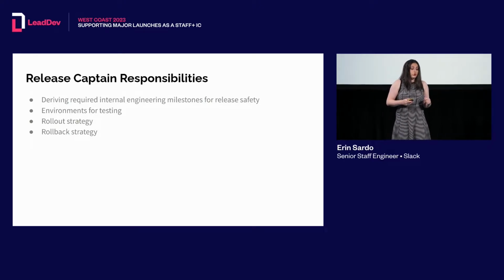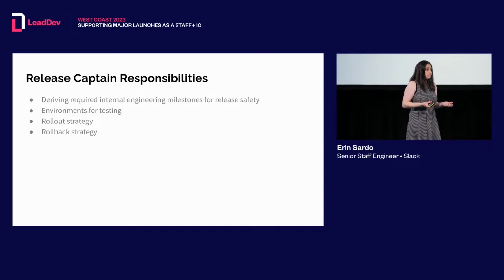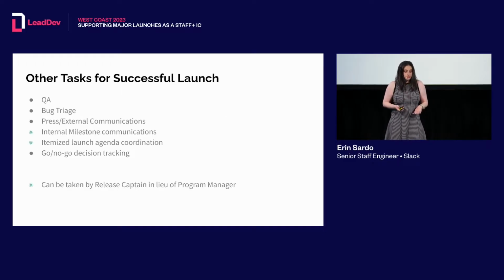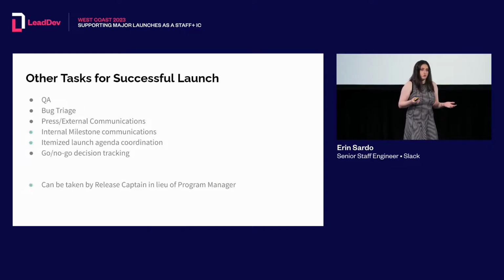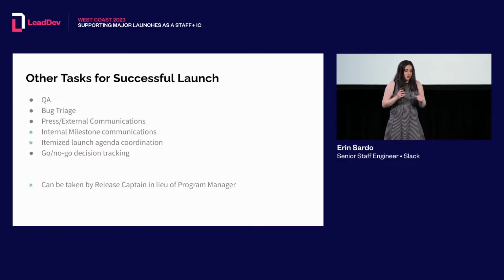So what does that actually mean? They are there to help derive the internal engineering milestones for release safety. They're there to conceive of and help make explicit the environments for testing. They're there for your rollout and for your rollback strategies. There are many other tasks that are required for a successful launch. You all are very familiar with these things. These are not all the responsibility of the release captain. Do not fall into that trap. Things like QA and bug triage and, most certainly, press and external comms are not the release captain's problems. Do not fall into that problem.